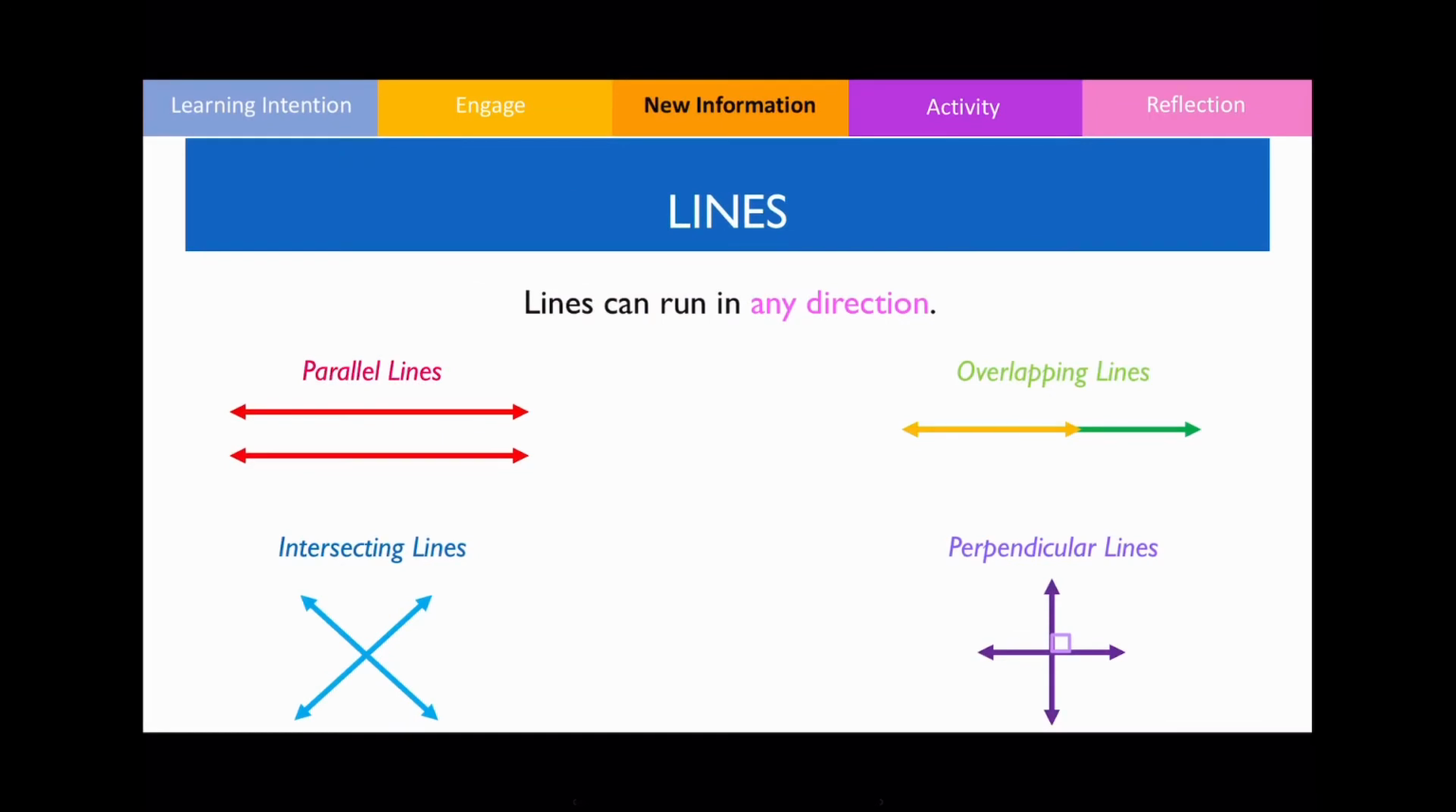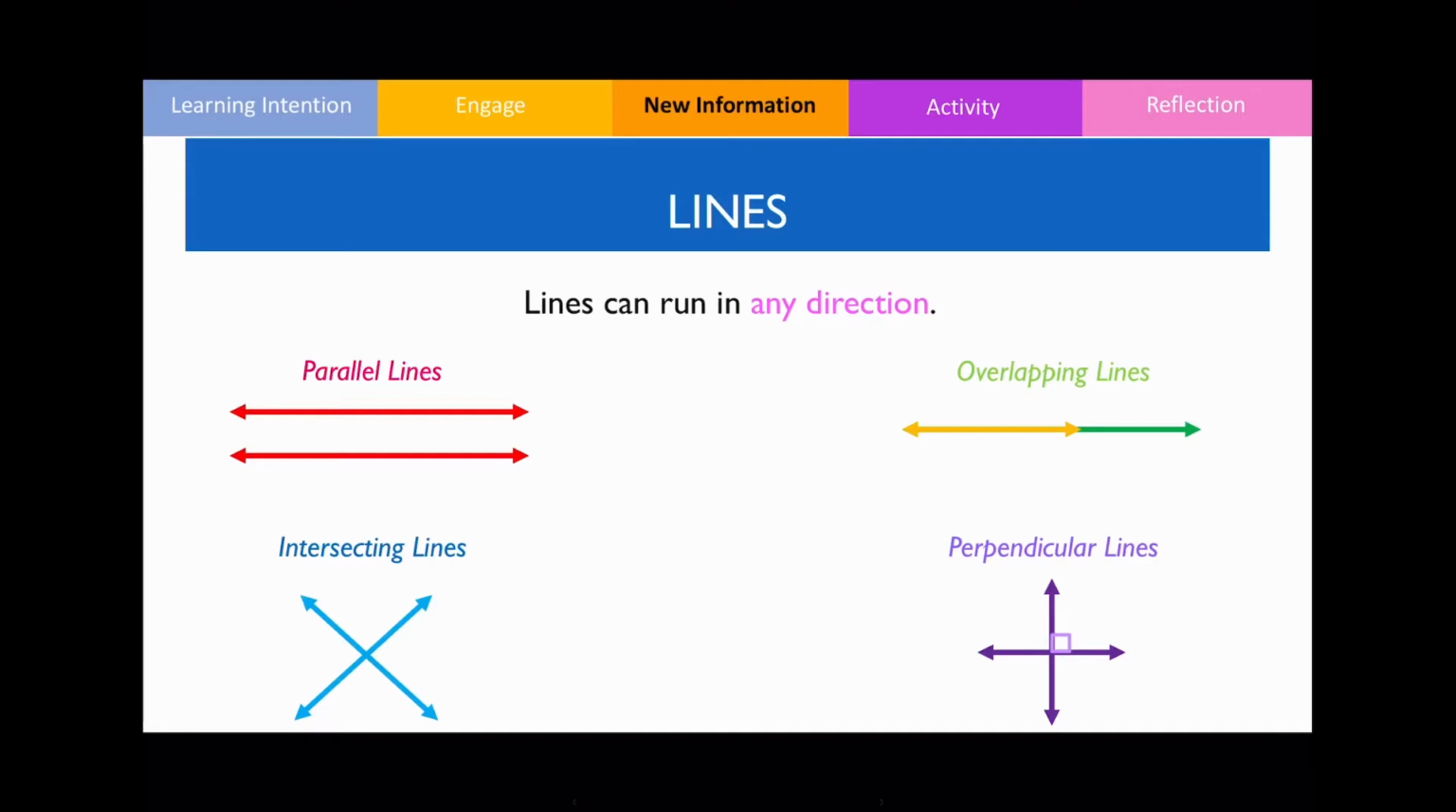The first thing that I want to show you is about the different relationships between two different lines, okay? So lines can run in different directions. You could have a line that's classified as parallel, and as you can see by these parallel lines, they don't actually intersect, meaning they don't ever touch or meet each other at all, and they have the exact same distance apart from one another. Other relationships between lines are an overlapping line, an intersecting line, and a perpendicular line.